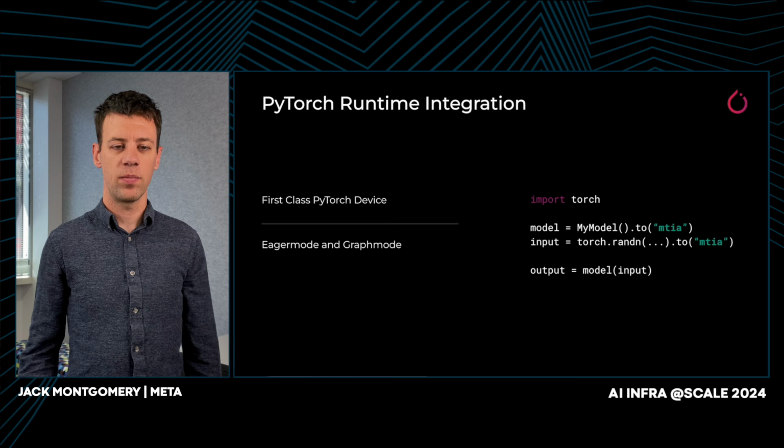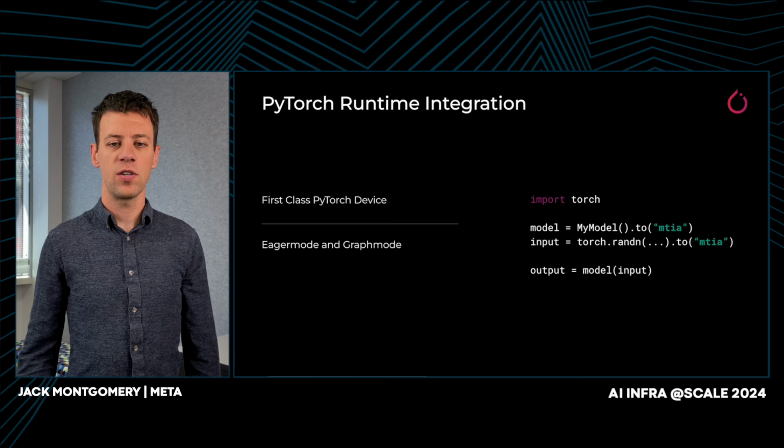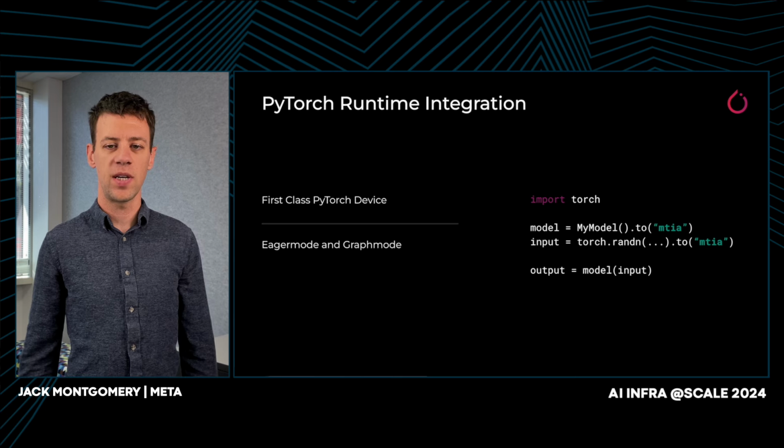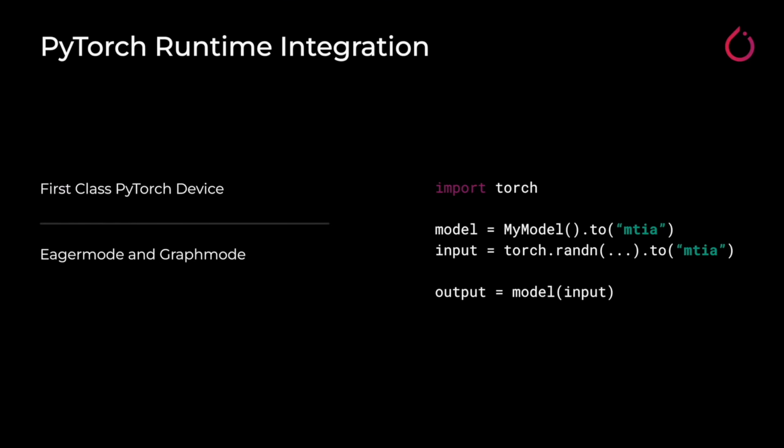Now we can talk about PyTorch runtime integration. Engineers familiar with using GPUs in PyTorch feel right at home with MTIA devices because of the native PyTorch integration that MTIA software has. MTIA is a first-class PyTorch device, which means that you can use it just like you would use CPU or CUDA devices in PyTorch. There are MTIA device tensors, just like CUDA device tensors, for example. Additionally, libraries that are built on top of PyTorch can add support for MTIA with very little effort. It supports eager mode and graph mode execution, which are the two main execution modes in PyTorch.